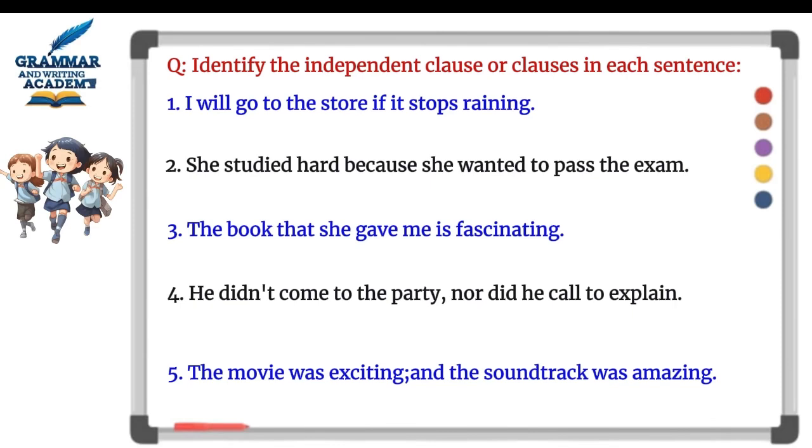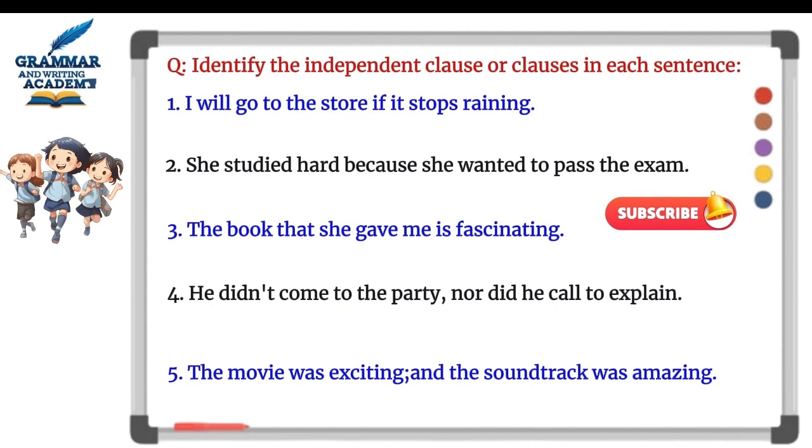Remember, an independent clause can stand alone as a complete sentence, expressing a complete thought. Your job is to identify these independent clauses and recognize how they connect with the rest of the sentence. Don't worry if it feels tricky at first. Take your time, and we'll walk through the answers together afterward. Ready to give it a try?